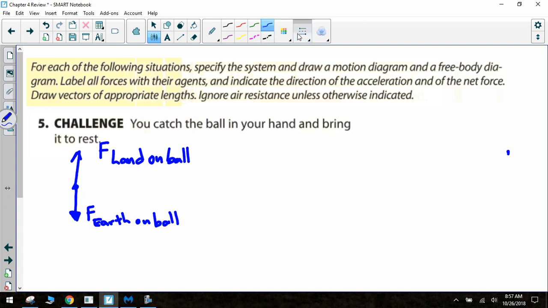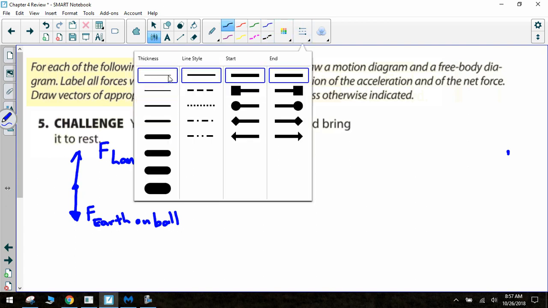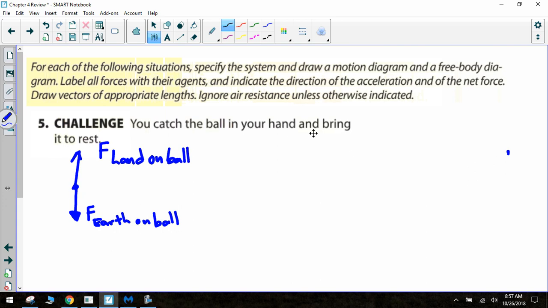So if I'm catching the ball in my hand and bringing it to rest, so my velocity was going which way? Down. But is it speeding up or is it slowing down? Which means that my acceleration must be which way? Up. Remember, if it's speeding up, it's the same direction for velocity and acceleration. If it's slowing down, they're the opposites, right?